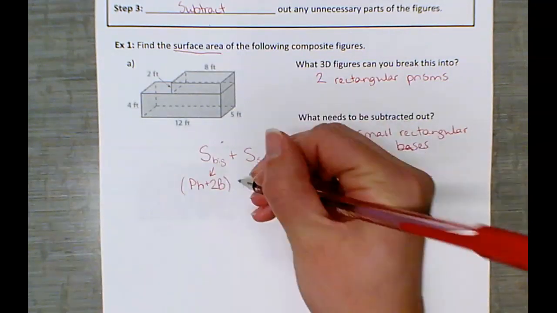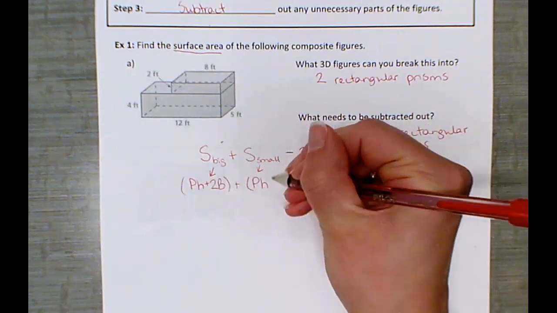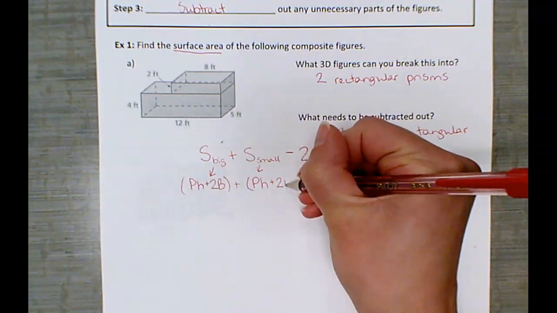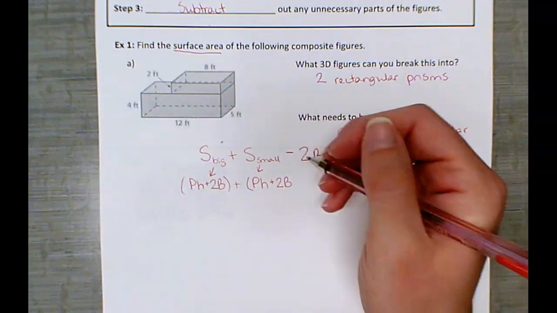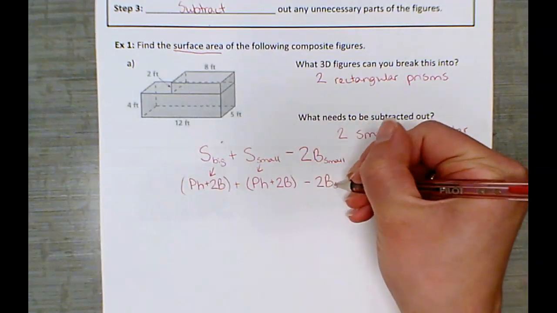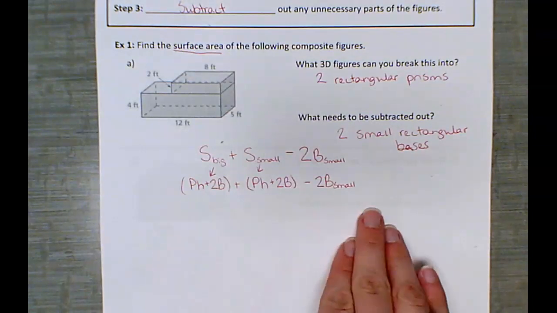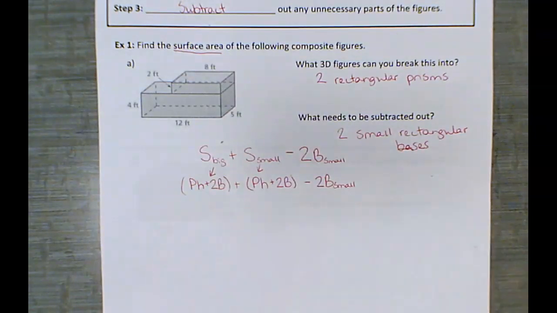Same thing for the small prism. The perimeter of the small base times the height of the small prism, plus 2 times the area of the small base. And then I subtract out 2 bases from the small prism. Now here's kind of my layout, my plan, and then all of my formulas in it.